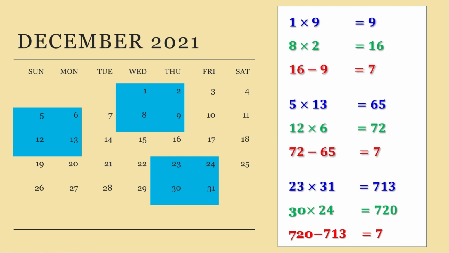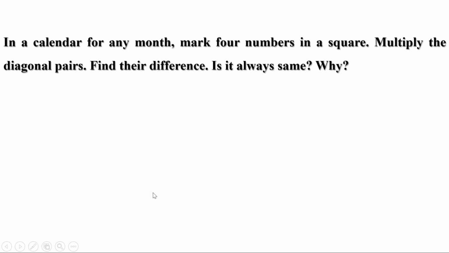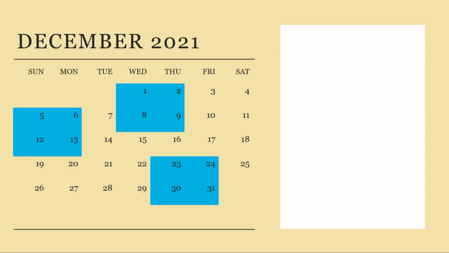Now let us prove it using algebra. In a calendar for any month, mark 4 numbers in a square. Multiply the diagonal pairs. Find their difference. Is it always same? Why? Let us take the calendar once again. We can mark a square of any 4 numbers. Let us use algebra. Let me take the first number as x.